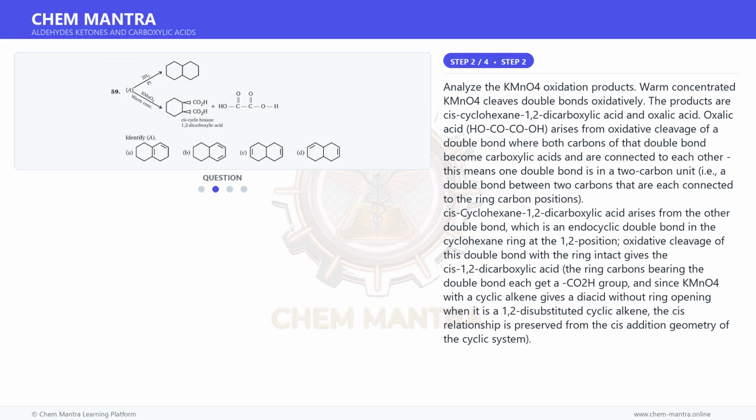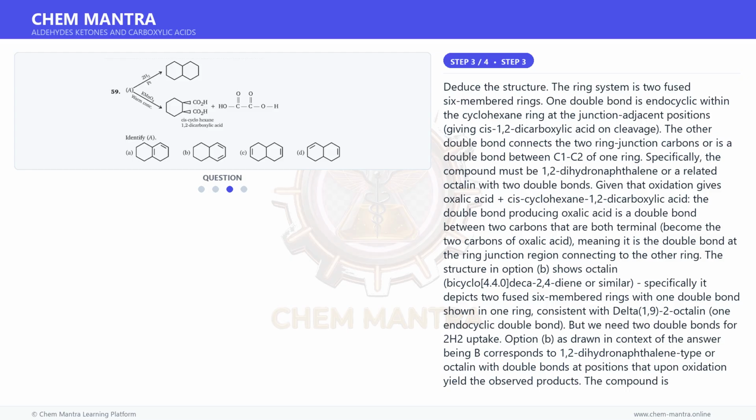Cis-cyclohexane-1,2-dicarboxylic acid arises from the other double bond, which is an endocyclic double bond in the cyclohexane ring at the 1,2 position. Oxidative cleavage of this double bond with the ring intact gives the cis-1,2-dicarboxylic acid. The ring carbons bearing the double bond each get a CO2H group. And since KMnO4 with a cyclic alkene gives a diacid without ring opening when it is a 1,2-disubstituted cyclic alkene, the cis relationship is preserved from the cis geometry of the cyclic system. Moving on to the next step.